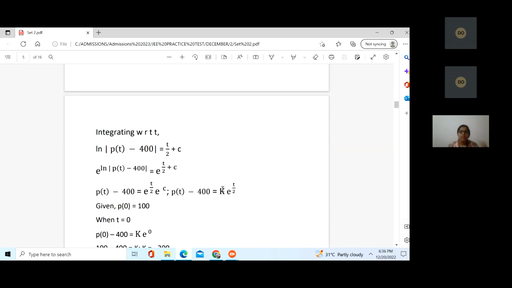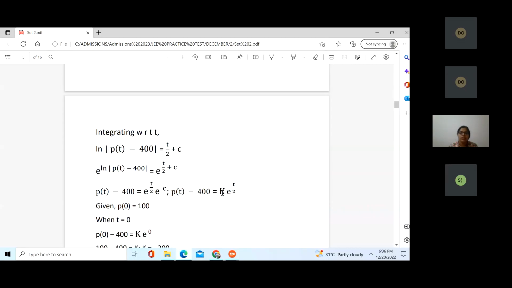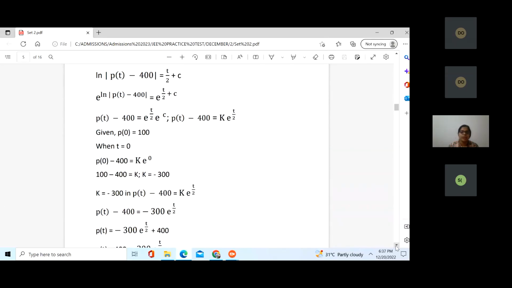Whatever is given in the question, I have solved it and arrived at a simple equation: p(t) minus 400 equals k e raised to t by 2. Now in the question, they have given the value p of 0 is equal to 100. So when I put t equal to 0, p(0) minus 400 equals k into e raised to 0 by 2. We know the value of e raised to 0 is 1, so p(0) minus 400 equals k.